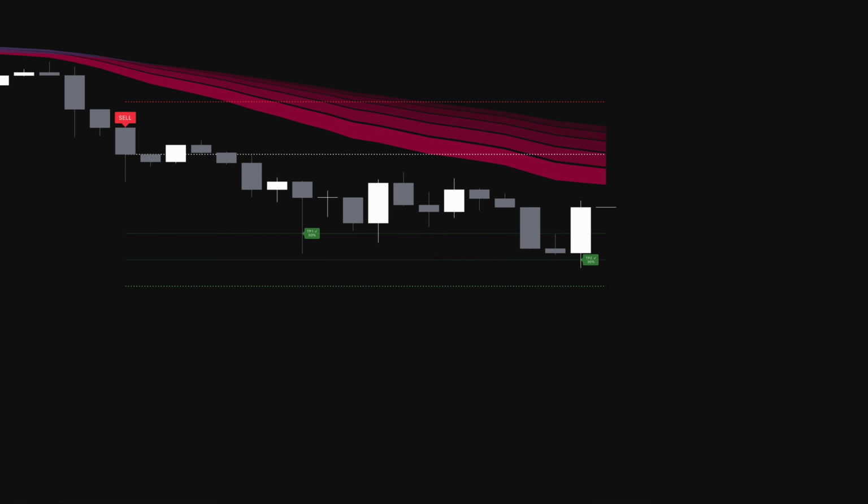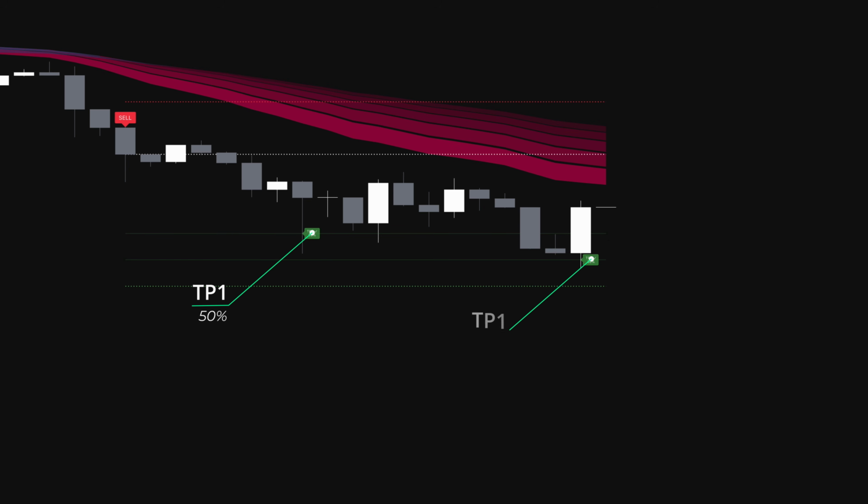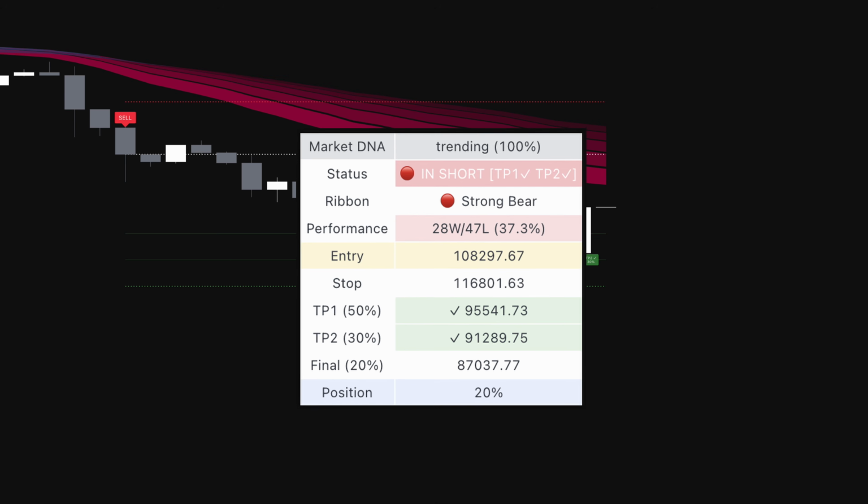The chart shows all 3 levels with dotted lines, TP1, TP2, and final. When each target gets hit, you see a label confirming which portion closed. The stats table tracks remaining position size so you always know where you stand.